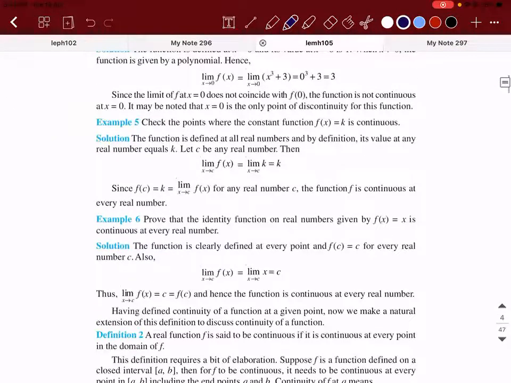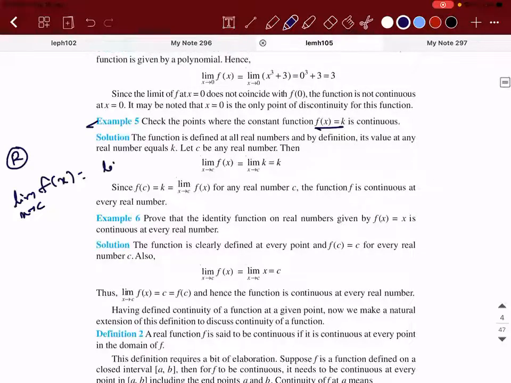Now see, example number 5. Check whether the constant function f of x is equal to k is continuous. So for a constant function, what is the domain? All real numbers. So in all the real numbers, let us consider a point c where we will try to check the limit. Limit x tends to c, f of x is how much? It is k only, because there is no x on the other side, so you cannot substitute anything.